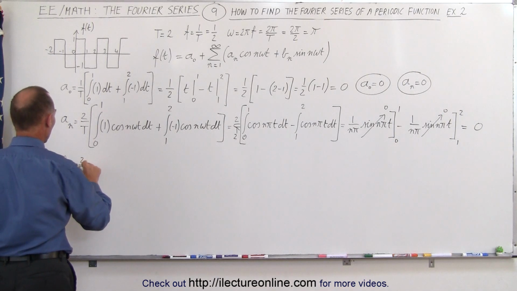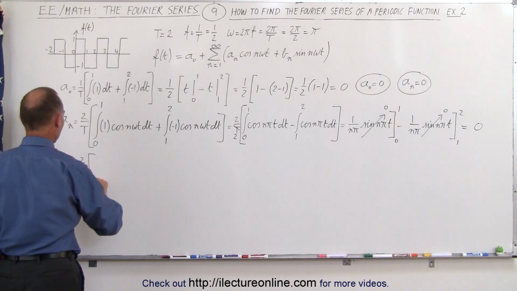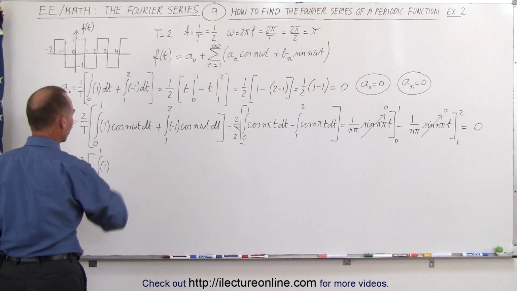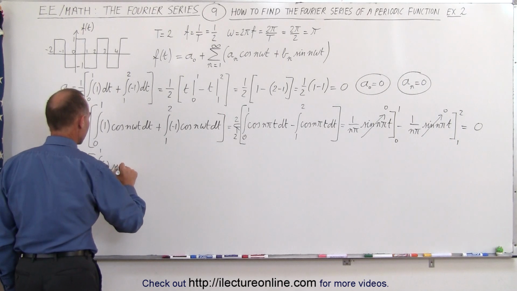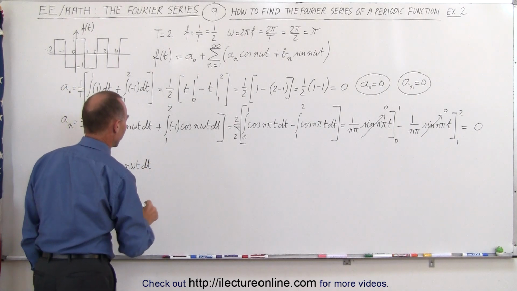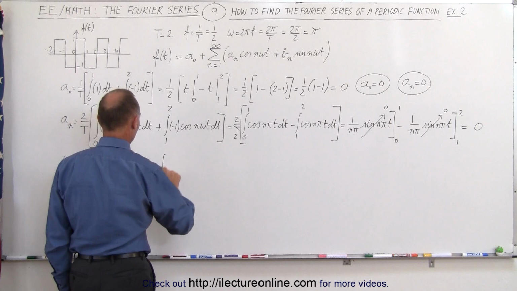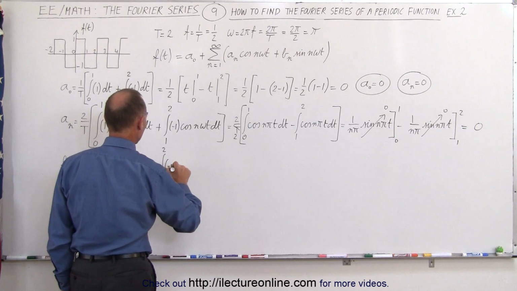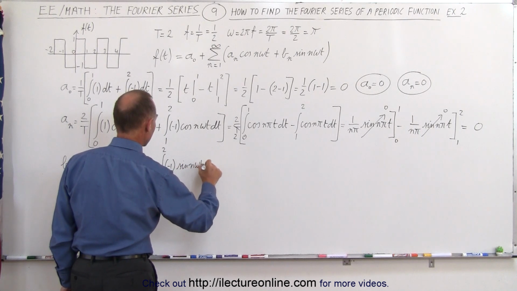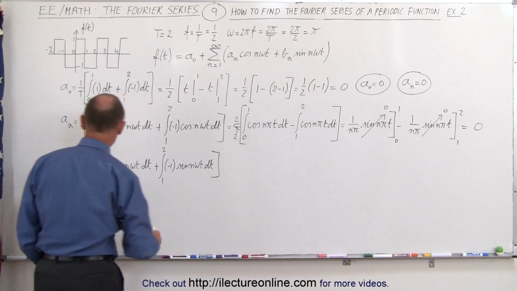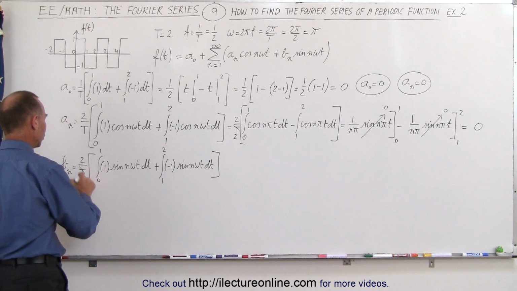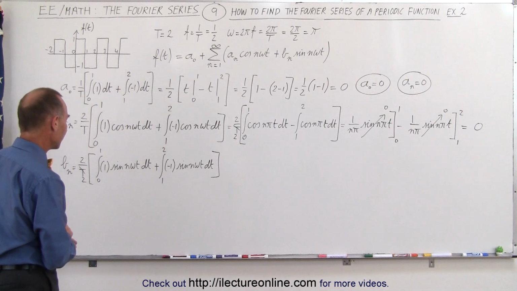This again will be 2 over the period times, the brackets here, the integral from 0 to 1 of the function, which is equal to 1 between those two limits, times the sine of n omega t times dt. And here that would be plus, going from 1 to 2, minus 1 times the sine of n omega t dt, close the brackets. So notice that all of this is multiplied times 2 over T. But again, this will be a 2, so 2 divided by 2 is 1. Don't need to do that.